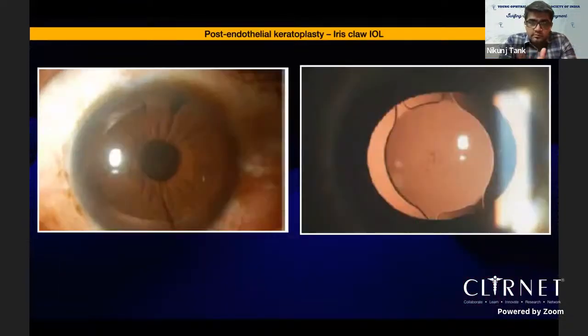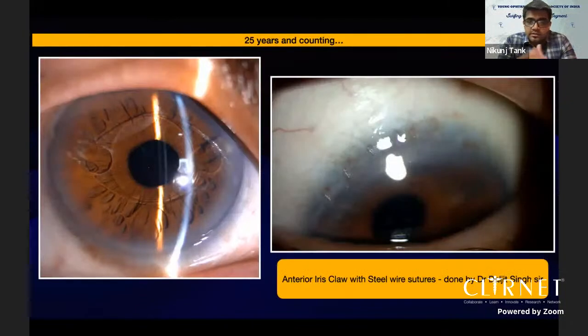This is a photograph courtesy Dr. Karan, in a case where a DMEK or a DSEK graft is also done. In a patient with aphakia, an iris claw IOL can be implanted, and you can see very good dilatation even after the iris claw IOL is in place. This is the anterior iris claw, which has a smaller optic size and is of historical importance.